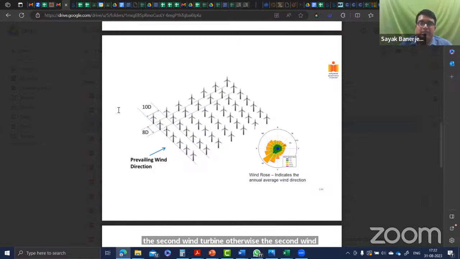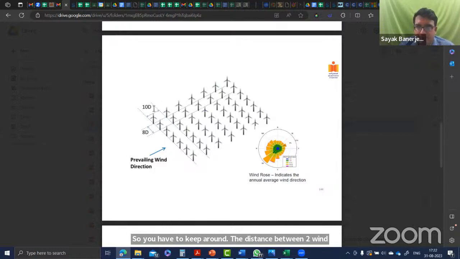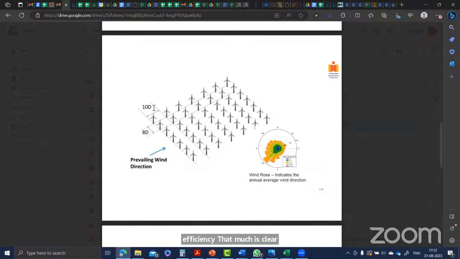So you have to keep around 10D or 8D distance between two wind turbines for each of them to work with its proper efficiency values. That much is clear? Yeah, that part is clear.